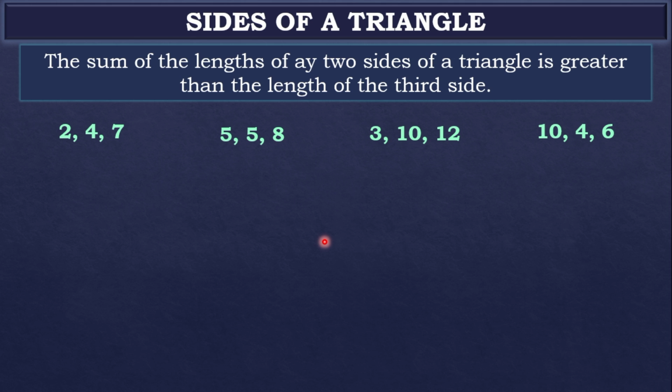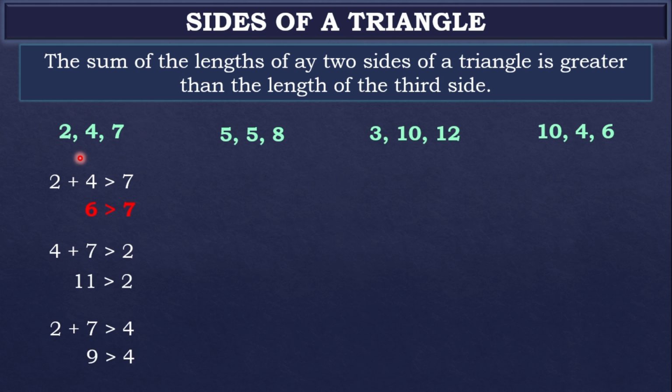Okay, let's have an example. Tingnan natin kung alin dito yung hindi makakabuo o makakapag-form ng triangle. I-add natin yung 2 plus 4. As you can see, 2 plus 4 is 6. So, 6 is greater than 7? Dapat kasi laging greater than yung sum ng dalawang sides mo. So, dito pa lang, hindi na. Ibig sabihin si 2, si 4, 7, with these lengths, hindi po siya makakabuo ng triangle.